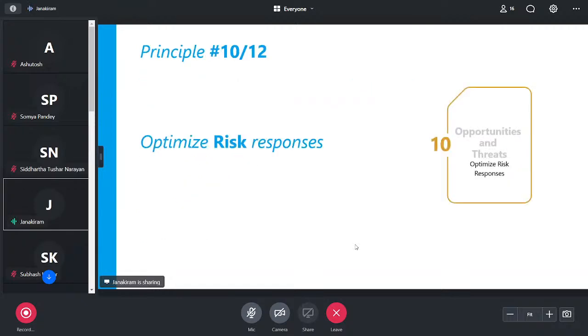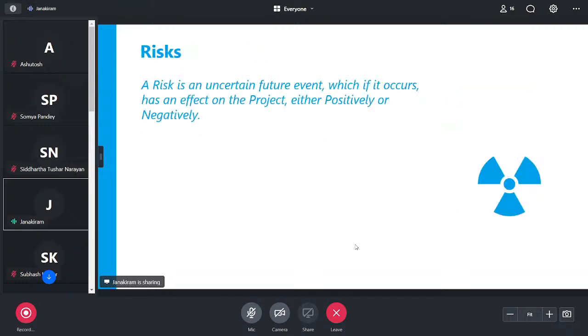Now, principle number 10 says optimize risk responses, right? Now, risk can be positive or negative, right? Positive risk is called opportunity, negative risk is called threat. Now, a lot of project managers ignore positive risks in the sense that they don't even track positive risks. But it's a good practice. Of course, it is beneficial to track positive risks and increase the probability of the positive risk happening in the project.